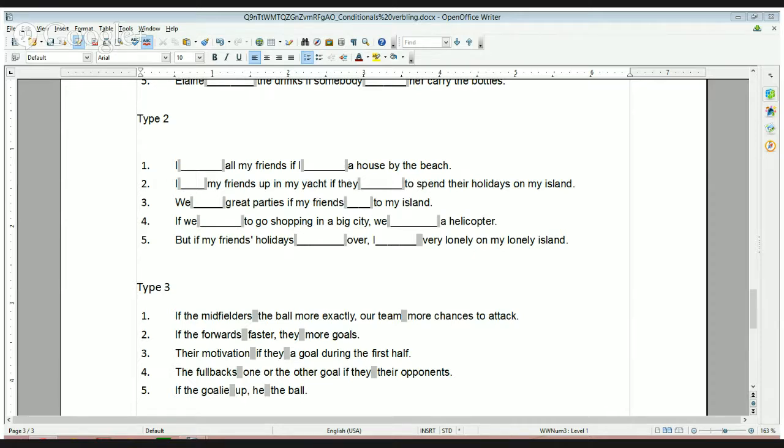Adela, number 4. And this time we'll use want for the first blank and take for the second blank. If we wanted to go shopping in a big city, we'd take a helicopter. Excellent. If we wanted, we would take. Thank you very much, Adela. And Paola, back to you for number 5.